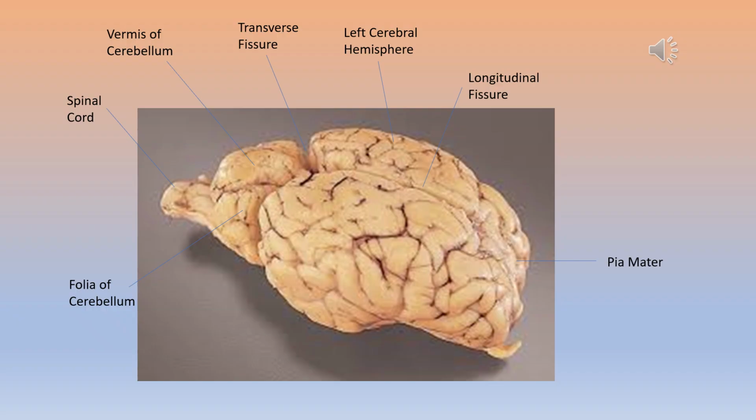The roof of the midbrain is called the tectum. The four structures that you see there are the corpora quadrigemini, which are the two superior colliculi and the two inferior colliculi. The next pointer there is just simply pointing out the left cerebral hemisphere. Notice that the longitudinal fissure, the big gap, separates the left brain from the right brain.